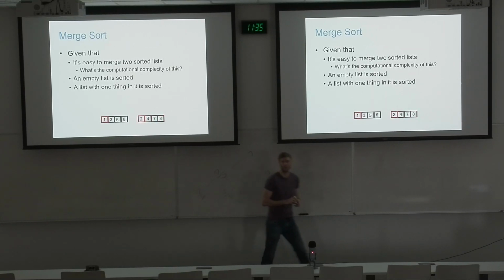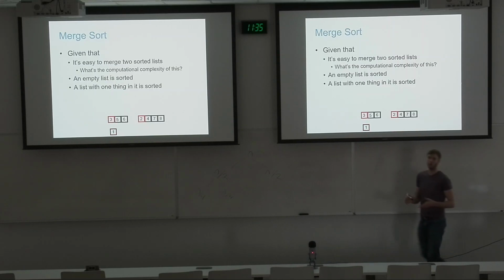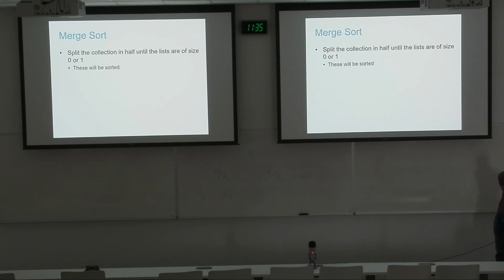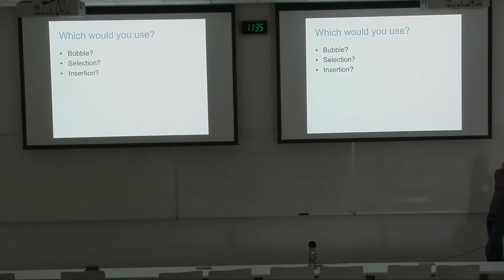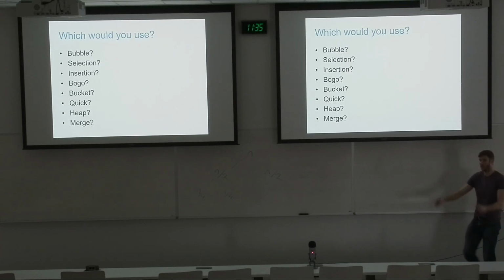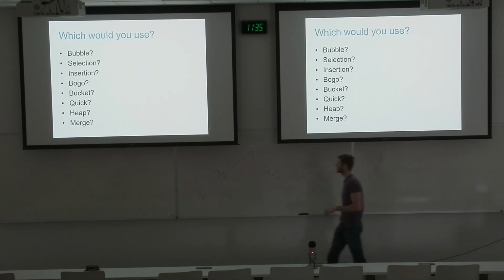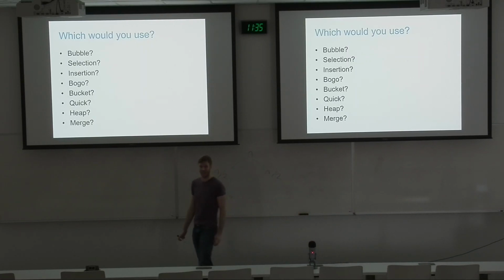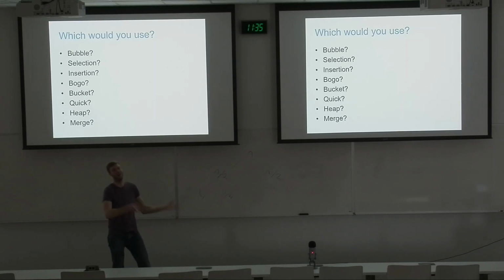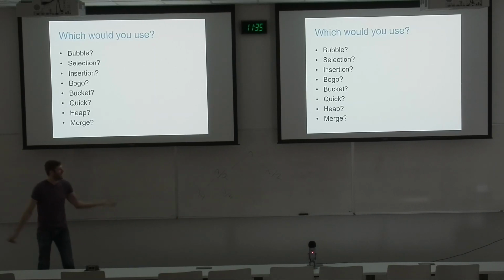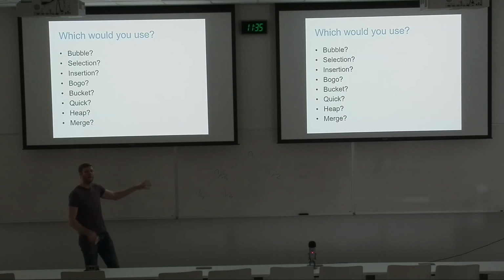So if I were to ask you, of all the sorting algorithms you used, what would you want? Bubble, selection, insertion, BOGO, bucket, quick, heap, merge. By the way, there's a bunch more sorting algorithms. And I know a bunch of you right now are saying, oh, I want BOGO sort. Okay, fine. But of course, of these, the ones near the bottom are better.